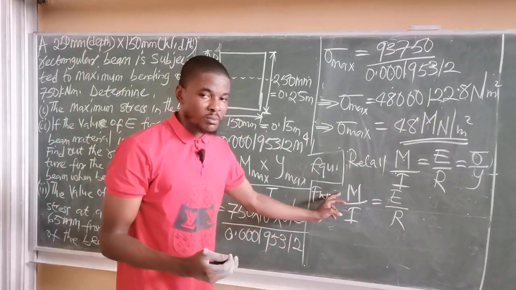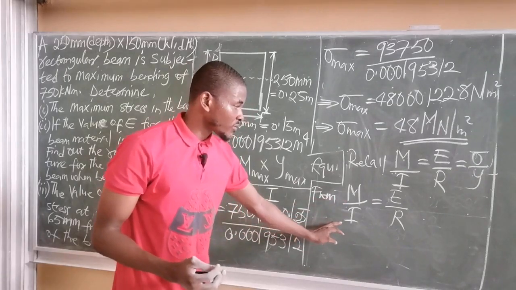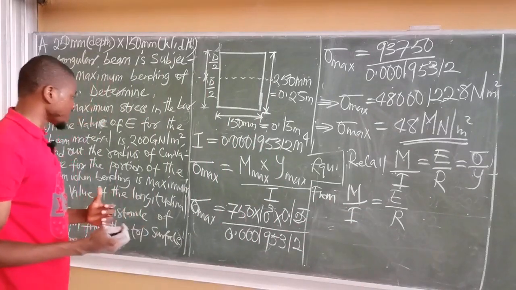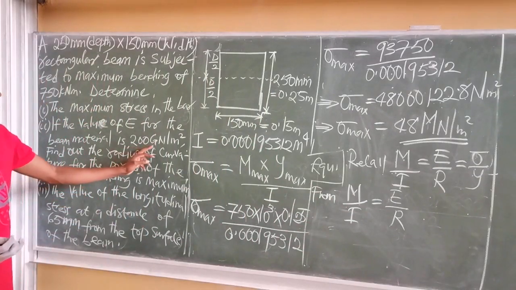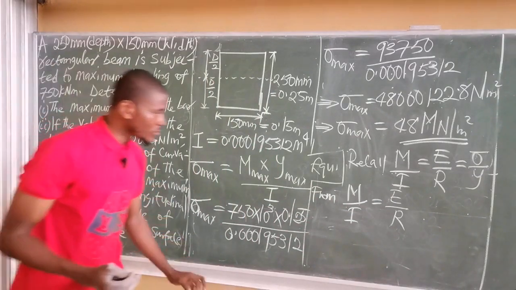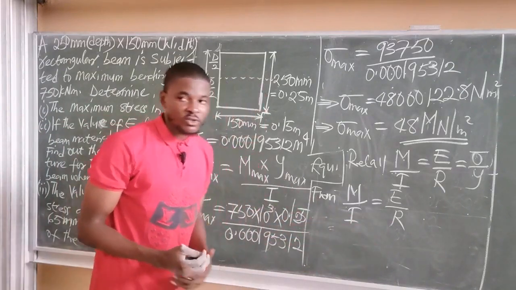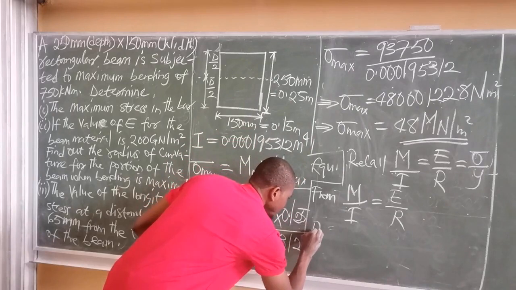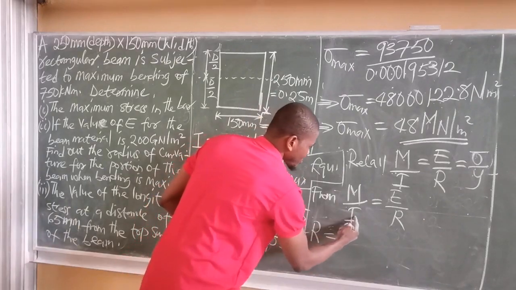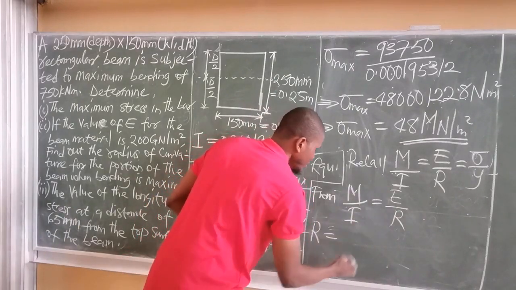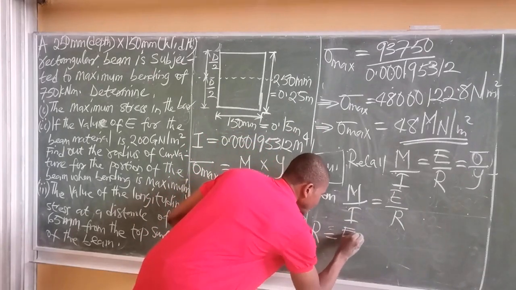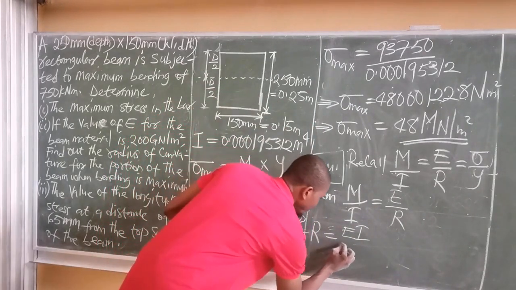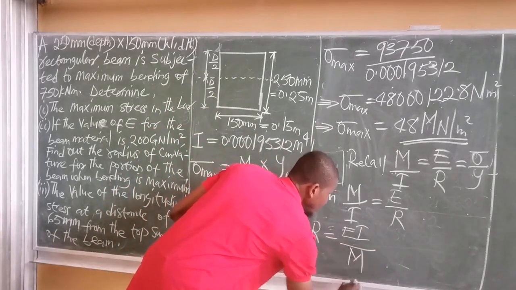We know M, which is the moment. We know I, which is the moment of inertia. We also know what Young's modulus is now. We are given Young's modulus as simply 200 giganewtons per meter squared. So we can now make radius of curvature the subject. If we do that, by cross multiplying, radius of curvature is simply equal to I multiplied by E, which gives us EI, also known as flexural rigidity, all over M.